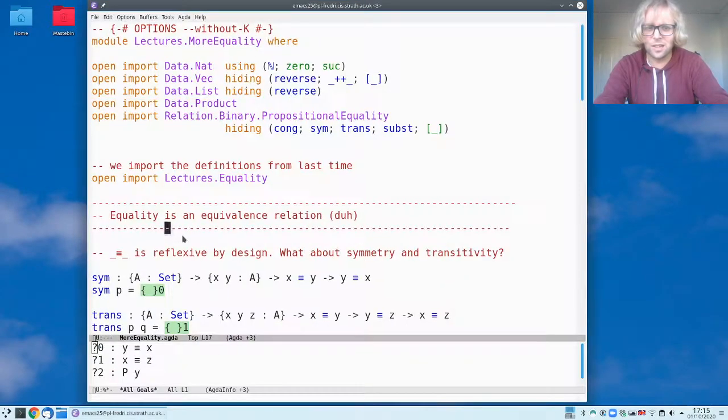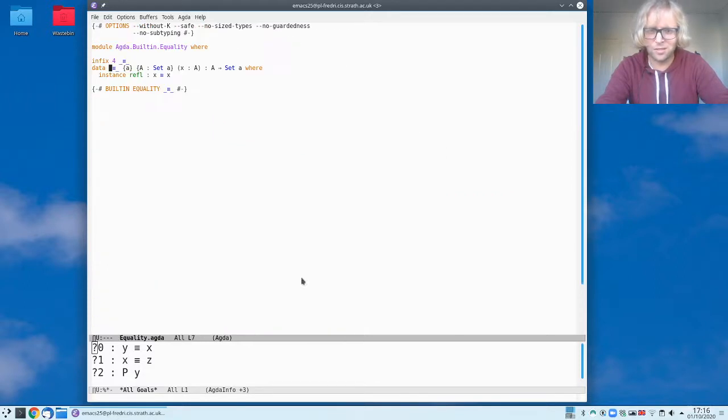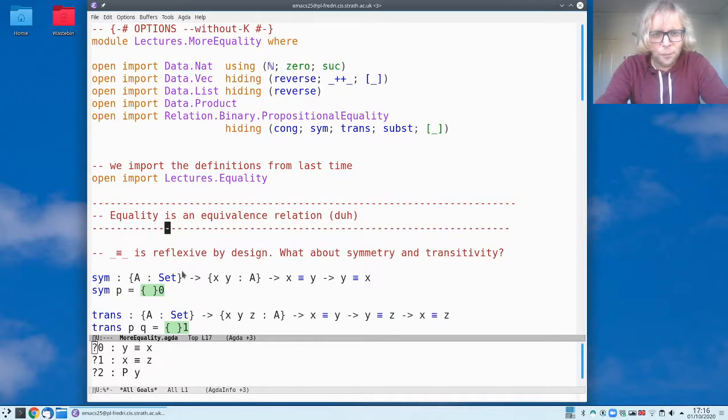Today we're going to look at how equality is an equivalence relation. That is, it's reflexive, symmetric and transitive. And reflexive we already know by design. Let's go back and look at the definition of equality in case we've forgotten. So we see that it's defined by being exactly reflexive. It's the smallest reflexive relation in fact. But what about symmetric and transitive?